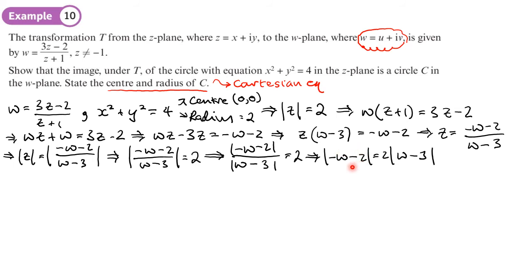Now, this looks a bit problematic. I don't really want to have this negative w minus 2. Is there anything I can do with that? Well, yes, I can. It actually becomes, and I'll show you why in a moment, the modulus of w plus 2 on this side equals 2 times the modulus of w minus 3. Now, why does that happen? Well, basically what we're saying is, what's the size, what's the absolute value between negative w and negative 2? Well, it's exactly the same size or absolute value or distance as it is from those two.